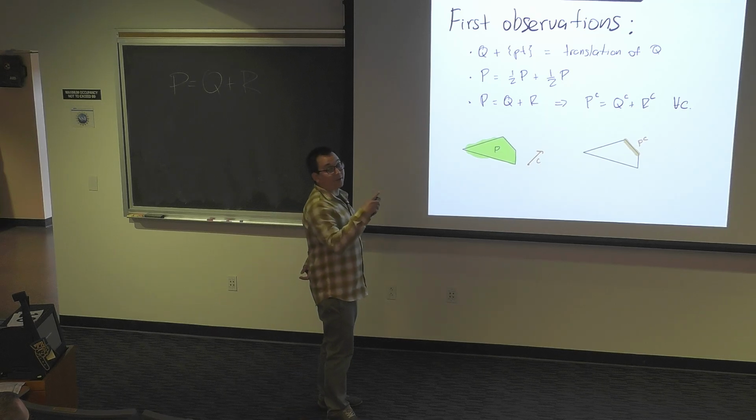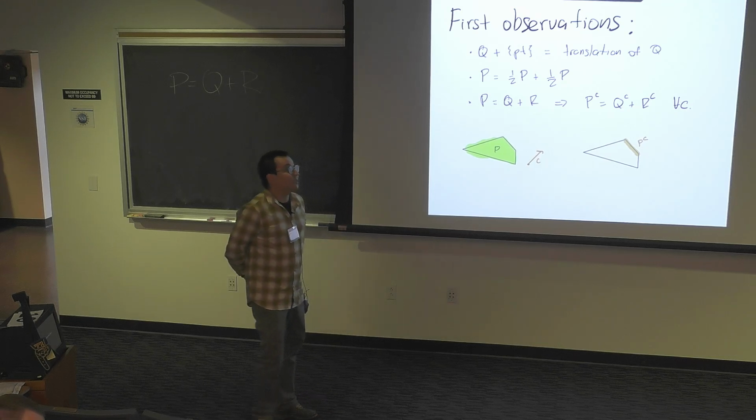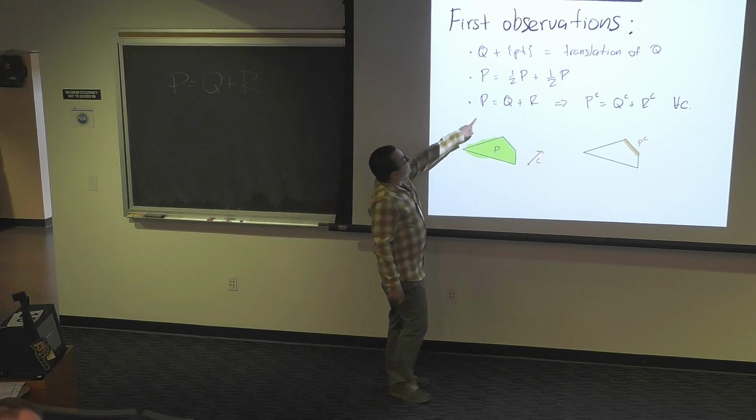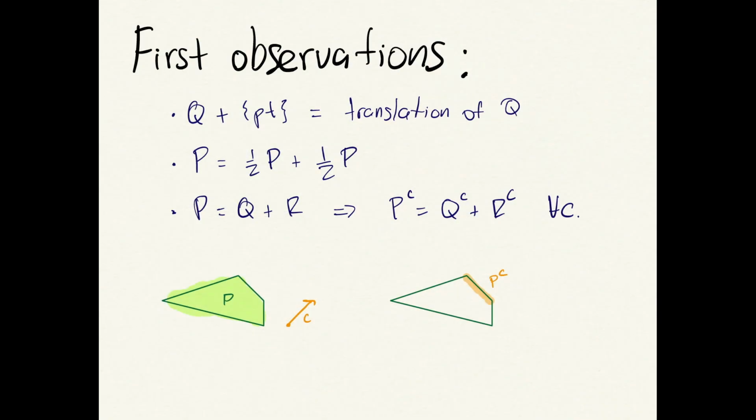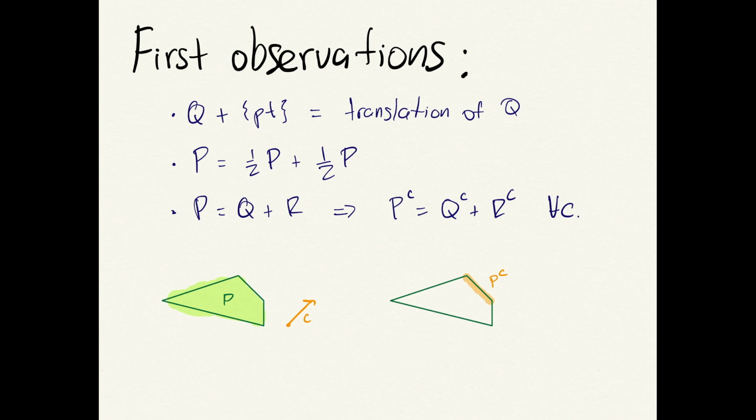You just choose any direction, you point, and you pick the points in the polytope that are the farthest in that direction. So in general, if you have a decomposition, then if you restrict to any direction, you will get that the decomposition of the face in that direction is equal to this face plus this face. Okay, so you can always decompose.